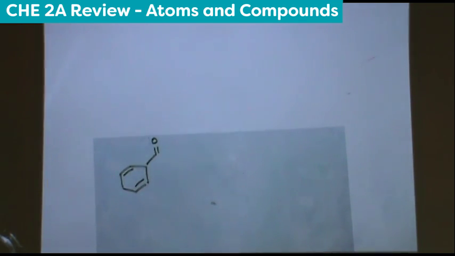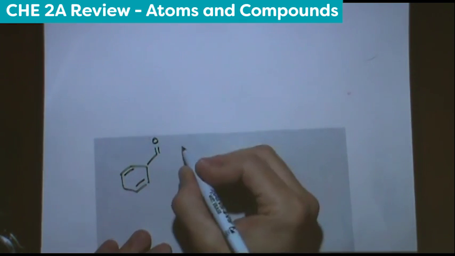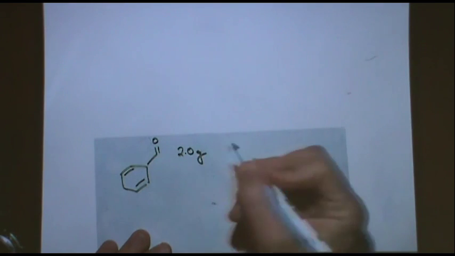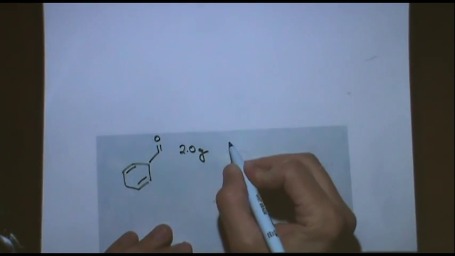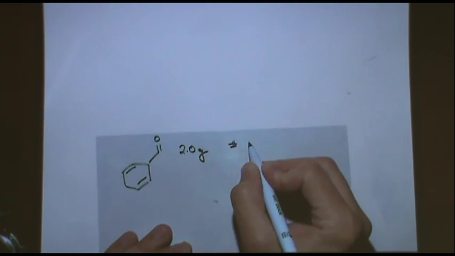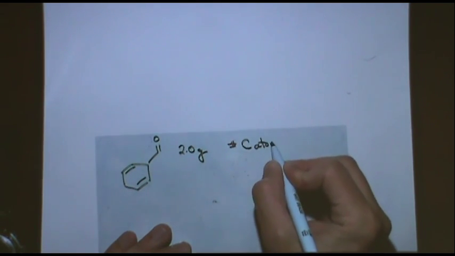So one thing we're asking is how many atoms are in a particular substance. Let's say I give you 2 grams of this. What's the number of C atoms, for example? So first, there's a number of carbon atoms in the molecule. How many carbon atoms are in this molecule?